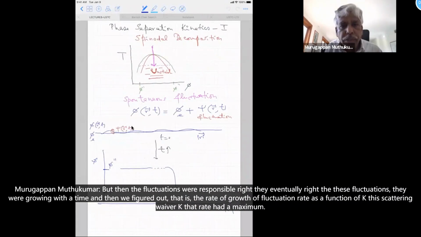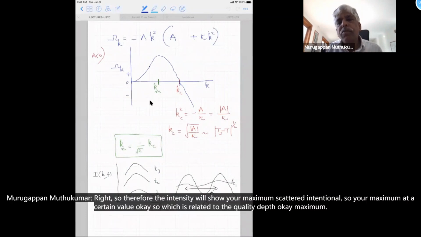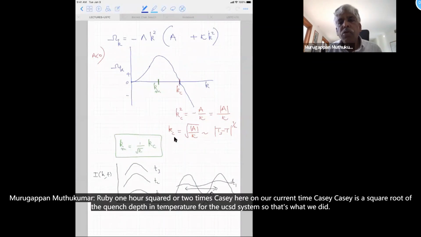Eventually, these fluctuations were growing with time, and then we figured out the rate of growth of fluctuation as a function of k. This is the scattering wave vector k. That rate had a maximum. So therefore, the scattered intensity will show a maximum at a certain value of Km, which is related to the quench depth. K maximum would be 1 over square root of 2 times Kc. Kc is the square root of the quench depth in temperature for the UCST system. So that's what we did.